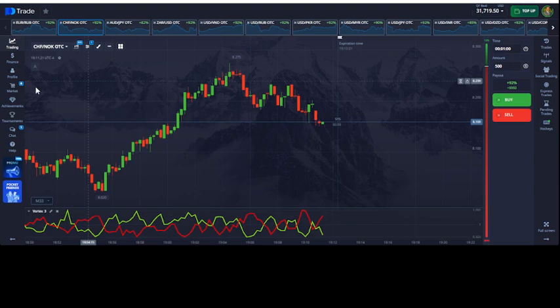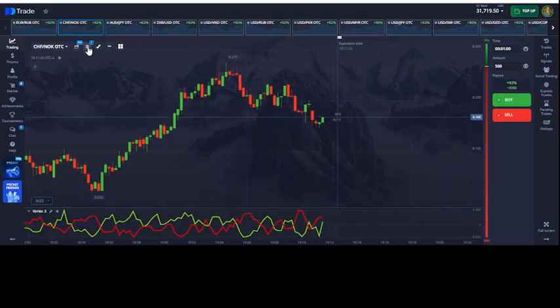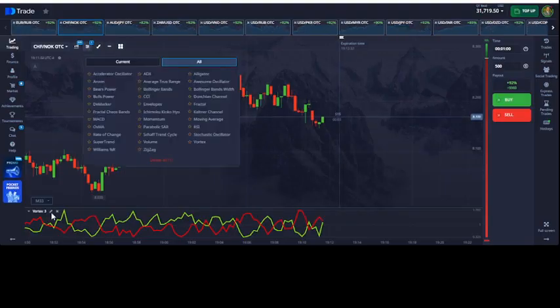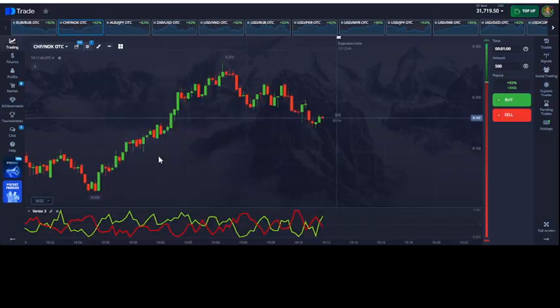Okay, so I'm going to be utilizing one indicator. If we click on the indicator icon here, the indicator is the Vortex indicator, right here. Click on the Vortex indicator and the indicator shows up at the bottom of the chart here.